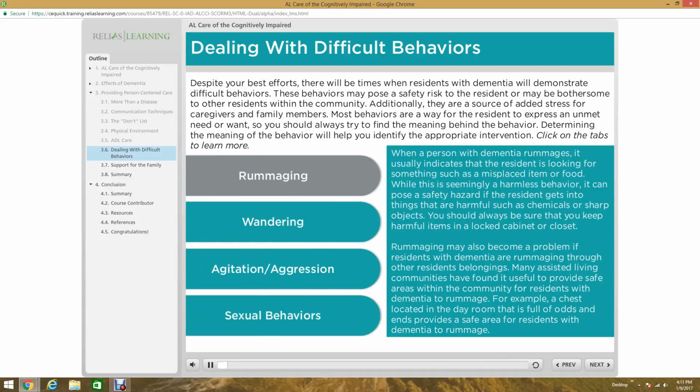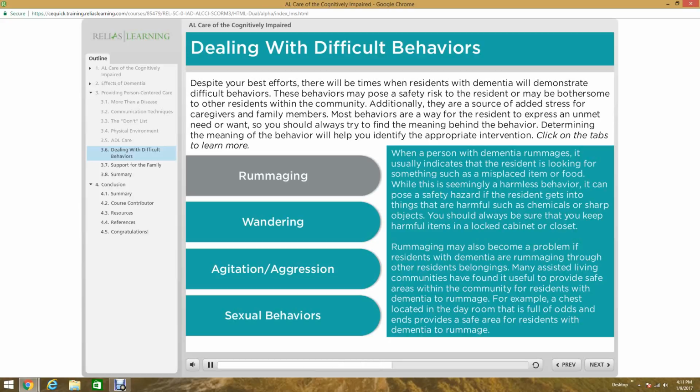When a person with dementia rummages, it usually indicates that the resident is looking for something, such as a misplaced item or food. While this is seemingly a harmless behavior, it can pose a safety hazard if the resident gets into things that are harmful, such as chemicals or sharp objects. You should always be sure that you keep harmful items in a locked cabinet or closet.